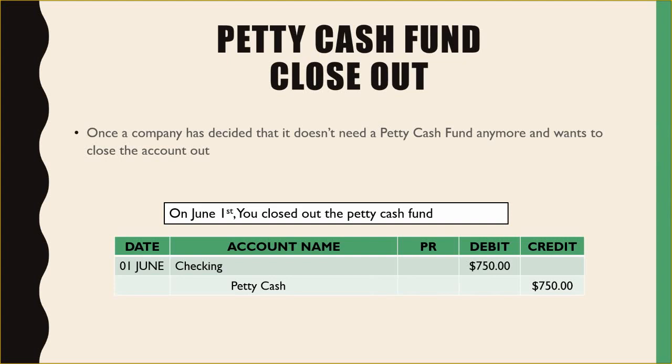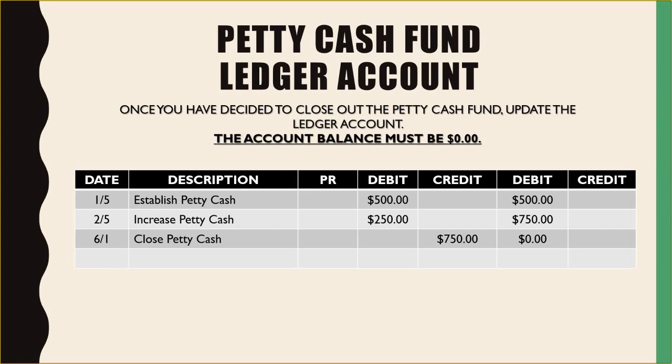Well, if you know you have $750 in your petty cash drawer, you're not going to pocket that. Where does that money go? Since it's the business bank account's money, you're going to put it right back into the business bank account. And you're going to credit your petty cash drawer for $750. When you put it in your ledger, you're going to end up zeroing out your balance, and now you no longer have a petty cash drawer.